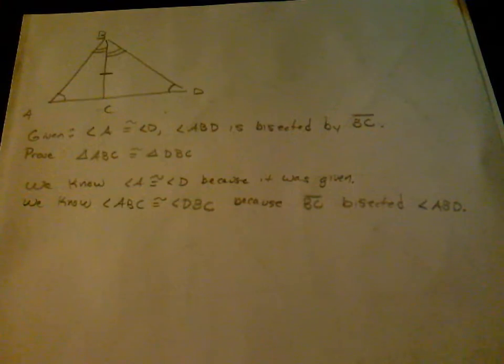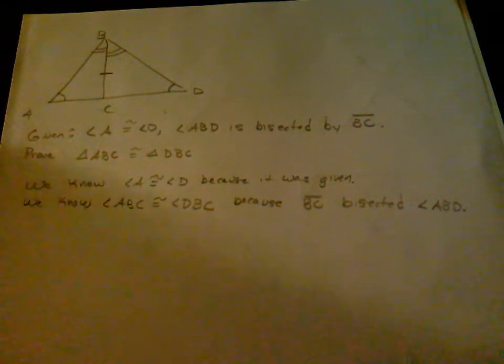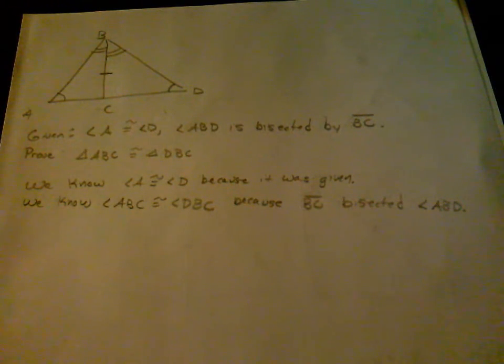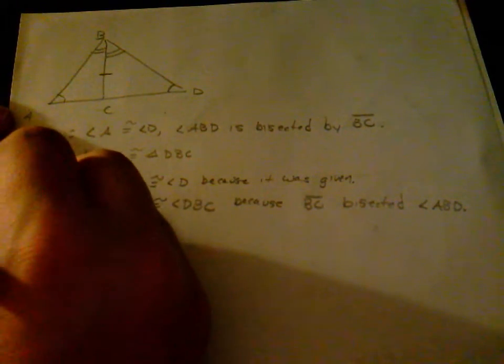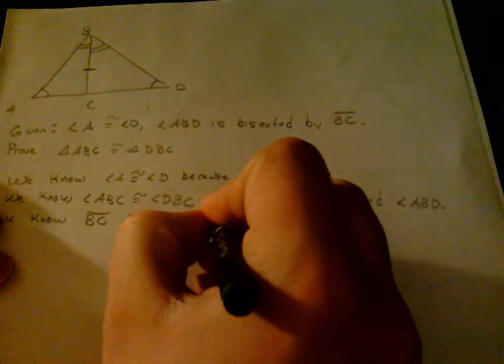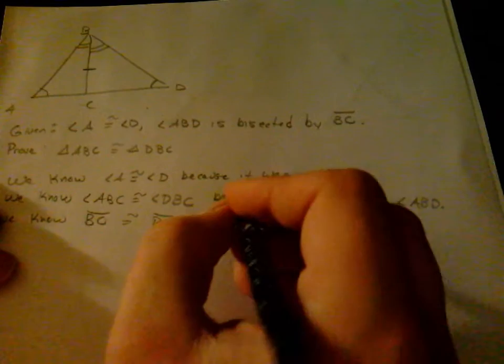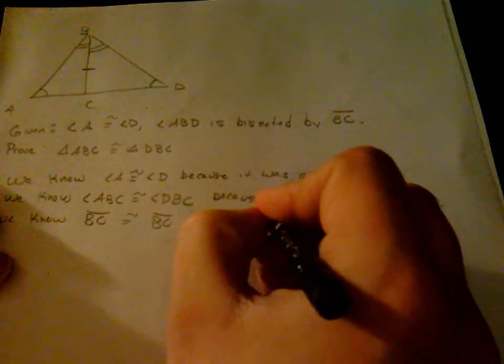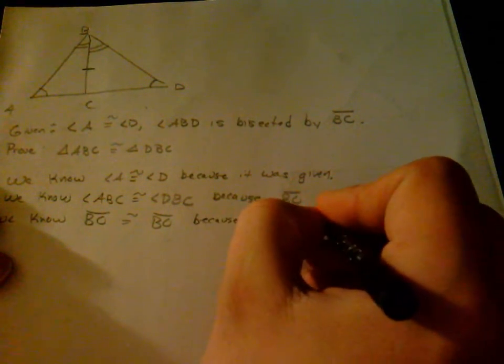Last but not least, they share a common side. We know that the common side is the same thing because it's going to be the same line. So we have to make the statement like this. We know that segment BC is congruent to segment BC. Why? Because it is the same line.